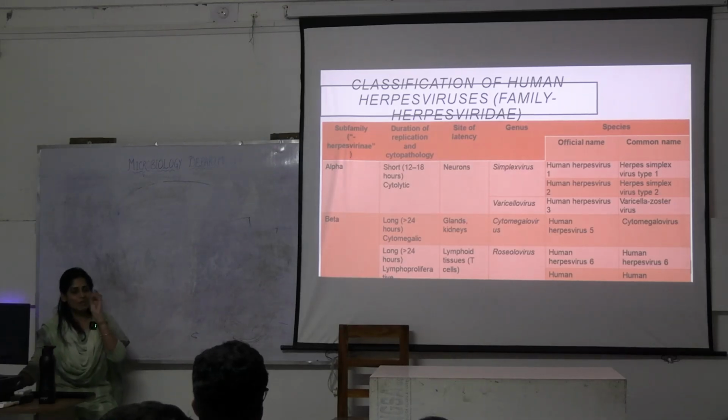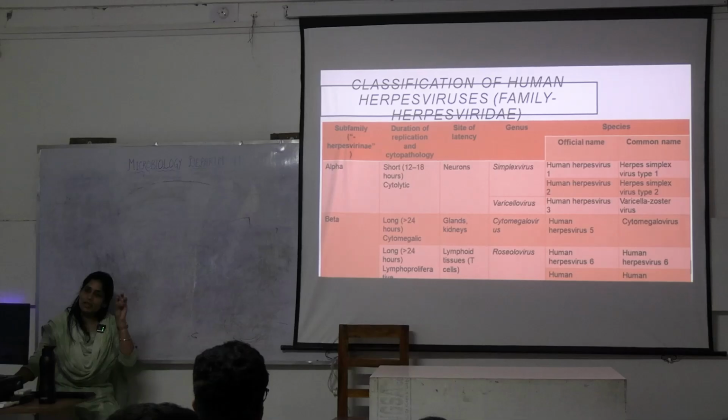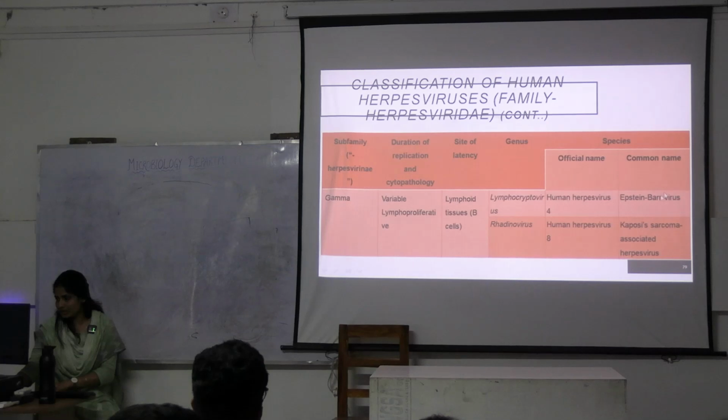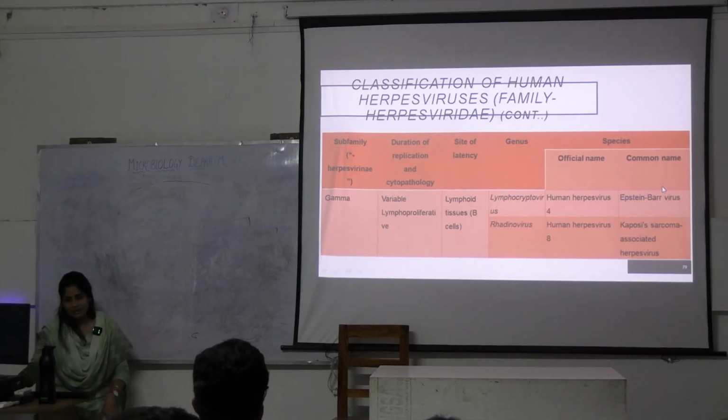Lymphoid tissue has specific cells. T cells, what is there? 6 and 7, it is written here, 6 and 7. And B cells, what is there? 4 and 8. Okay? Here you see 4 and 8. What was the common name for herpes virus 4? Epstein-Barr virus. And human herpes virus 8 was able to cause Kaposi's sarcoma. Okay?